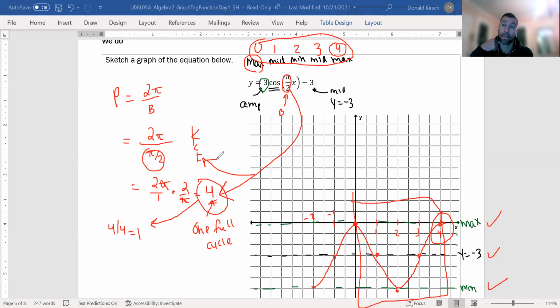Okay. So you've got to do some similar calculations when you are given a changed value for this b right here. So pay attention to that. Use this formula. Whenever you get that formula, you can cut it up into 4 pieces to allow you to know how you're going to do that graph. Good luck.